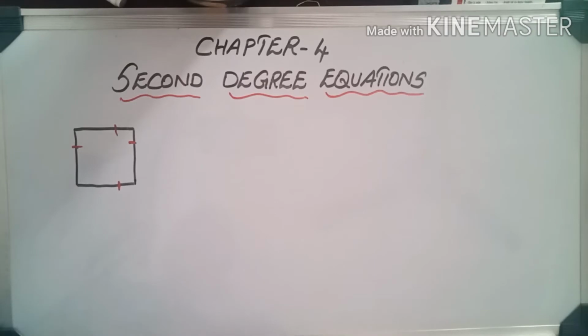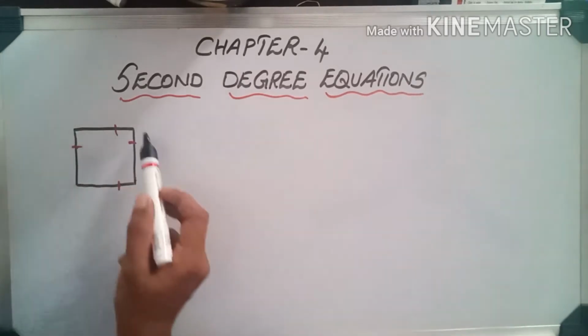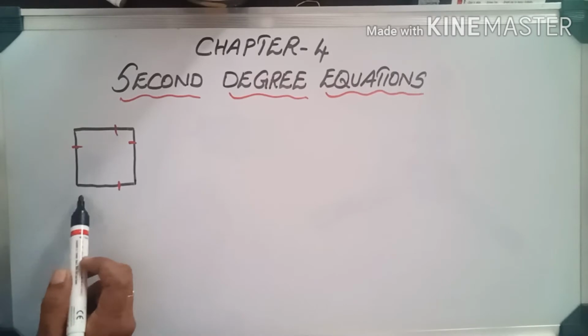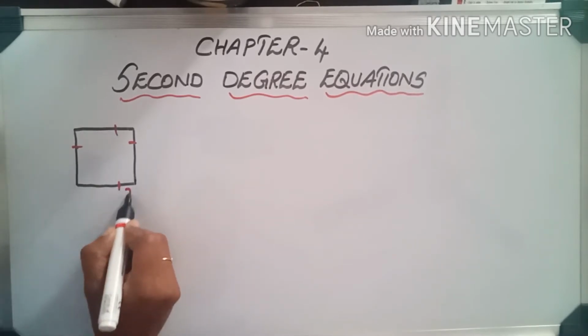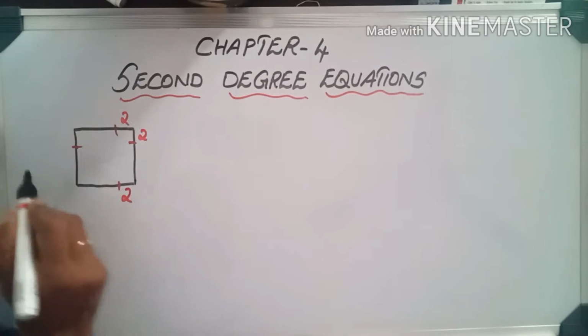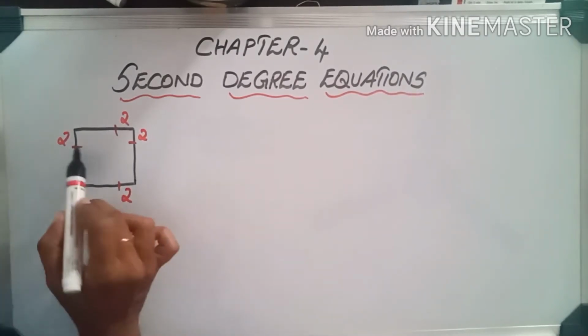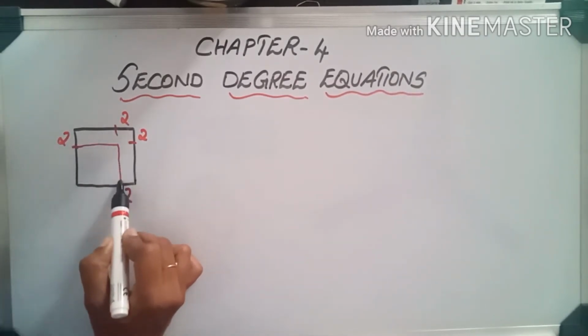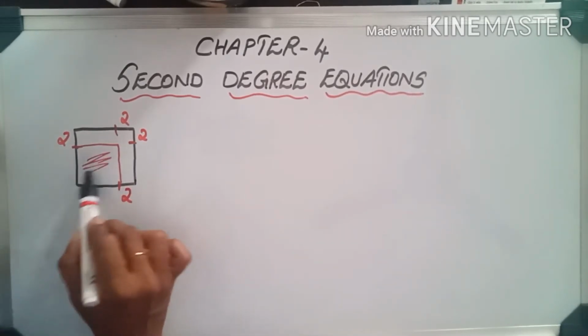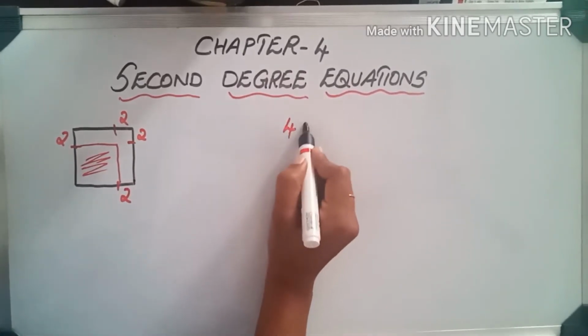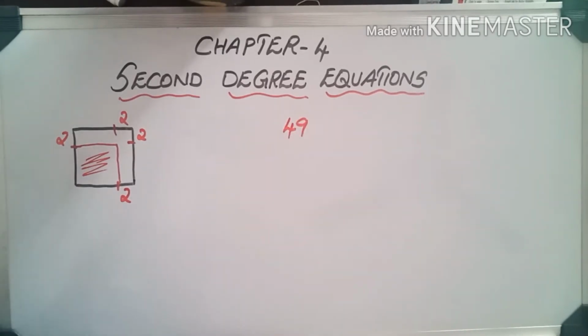Here in this question it is given that after reducing 2 meters from each side of a square ground, let's consider this square ground. From each side 2 meters is reduced. After reducing this, we will get another square. The area of this square is 49. The question is, what is the original side of the ground? Original side we need to find.